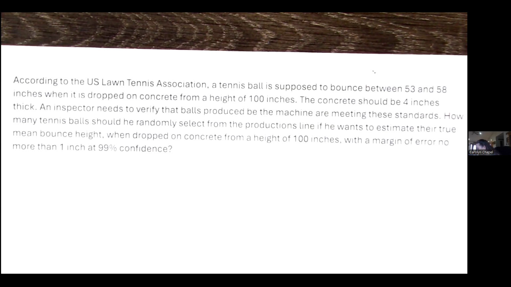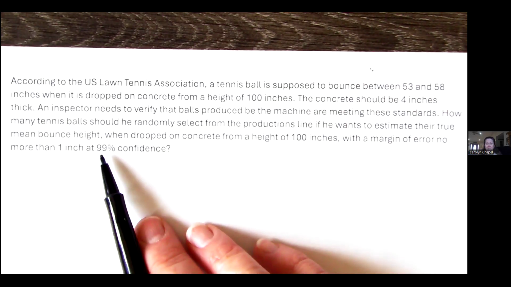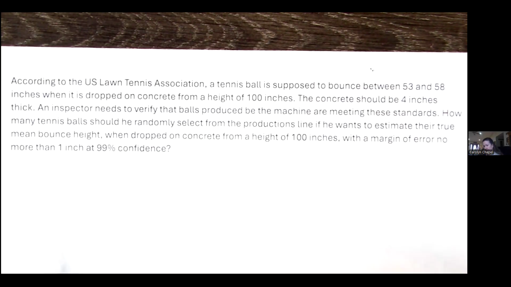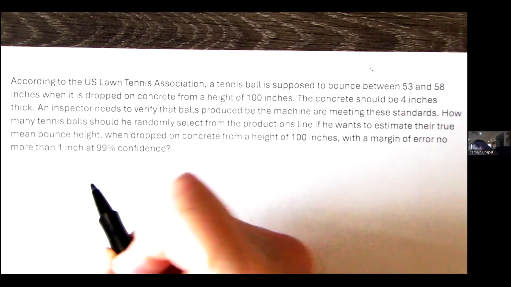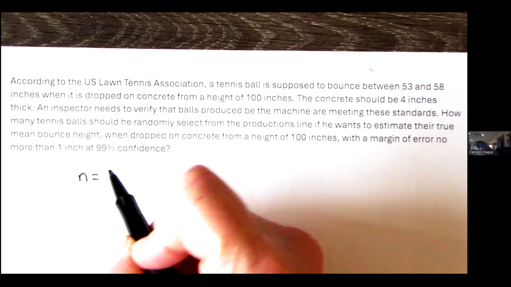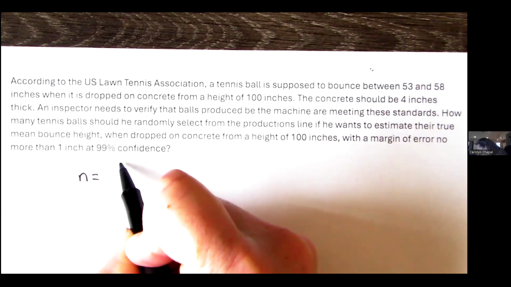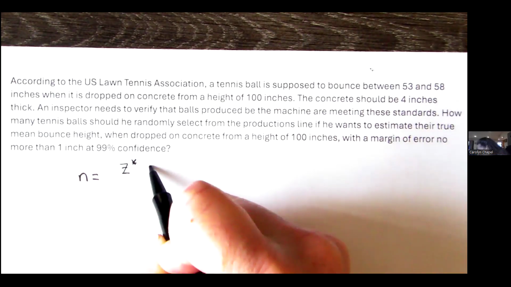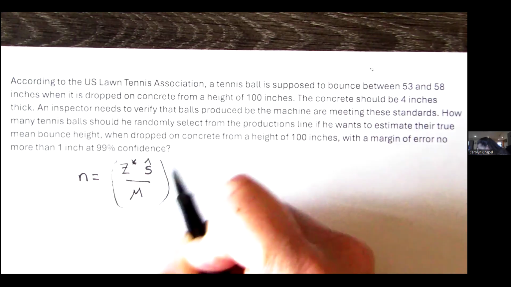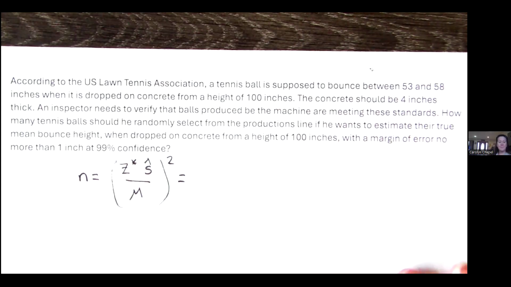Okay, but he wants to be 99% confident, and he wants to make sure he's within an inch. So he's going to be, an inch, not very far. So how many balls does he need to look at? So again, we don't have any information about S or sigma, so we use that S hat. So it would be my Z star, my S hat over my M, and we are going to square it.